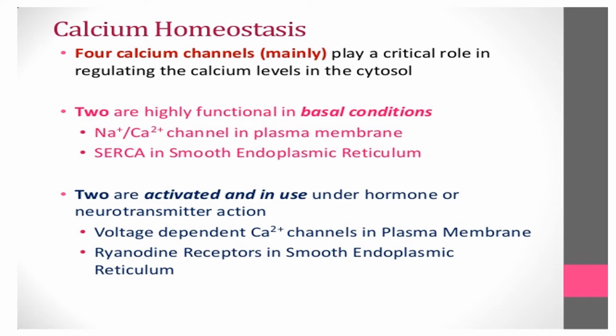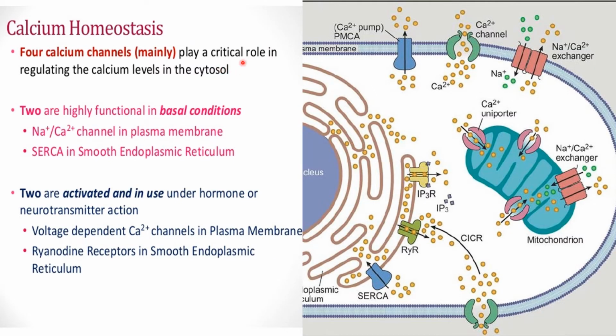There are a few important channels working in calcium homeostasis. There are four calcium channels mainly which play a critical role in the regulation of the calcium level in the cytosol, which I am going to explain here along with the diagram. Two are highly functional in the basal condition, like the sodium calcium exchanger in the plasma membrane. Here you can see the sodium calcium exchangers working in the plasma membrane.